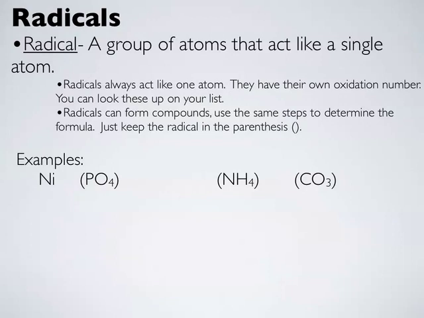So if you look on your periodic table, flip it over for a second. You have another reference table that you're going to be able to use on your test. And it lists something we call radicals. Radicals are also known as polyatomic ions. What does that mean? Polyatomic ions. So poly means what? Many. Atomic? Atoms. So many atoms.